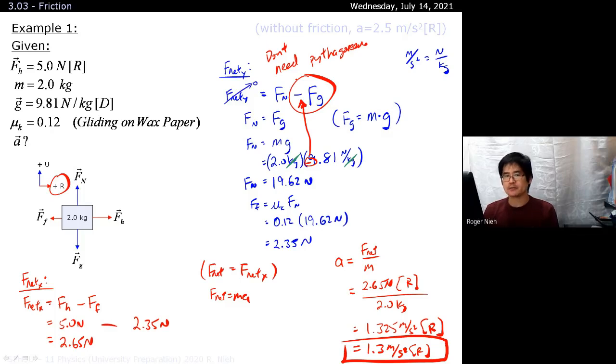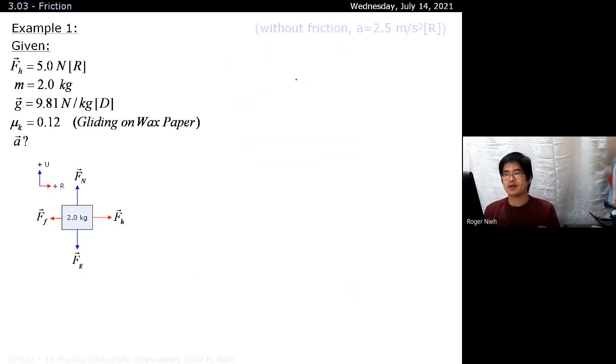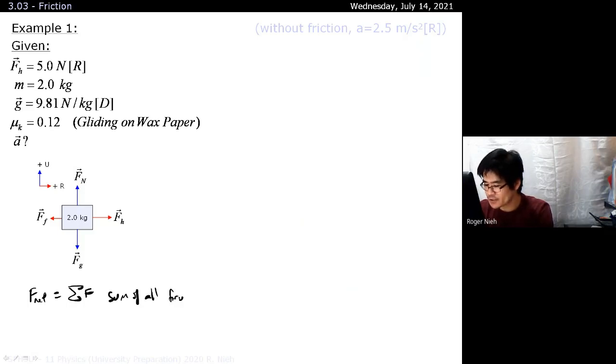That's one reason. Let me show you the proper way of solving these things, but it's the long way. If you want to solve it the long way on a test, by all means, but it's painful. So here we go. I'm wiping out everything, and let's solve everything grammatically correct right from the beginning. Just keep in mind that by definition, F net is the sigma of F, or the sum of all forces. That is the proper definition as a vector.